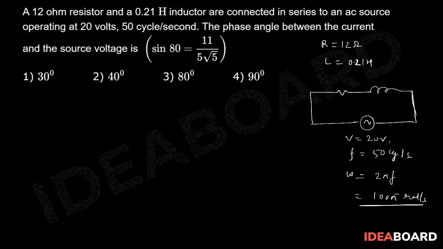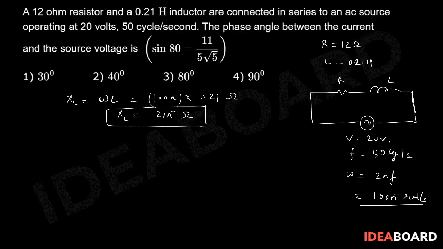Now they are asking the phase difference of the current and the operating voltage. So for the phase difference, first of all, this is R and this is L. So XL is equal to omega into L only. Omega is 100 pi into L is 0.21, so this will be in ohms. So I can write effectively 21 pi ohms. This will be the value of XL, right?